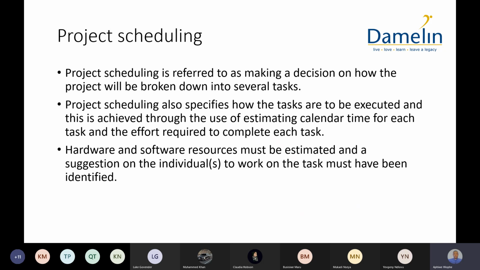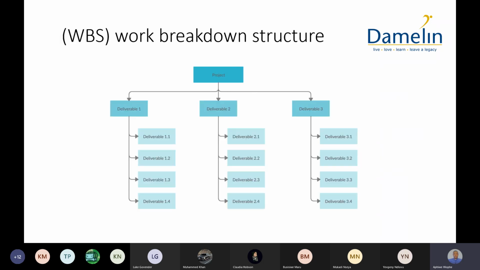Project scheduling refers to making a decision on how the project will be broken down into several tasks. Project scheduling also specifies how the tasks are executed, and that is achieved through estimating calendar time for each task and the effort required to complete each task. Hardware and software resources must be estimated, and the individuals to work on the task must be identified. You have to be really good because estimation requires experience. You can't underestimate a particular task in terms of software. It's just going to be a recipe for disaster.